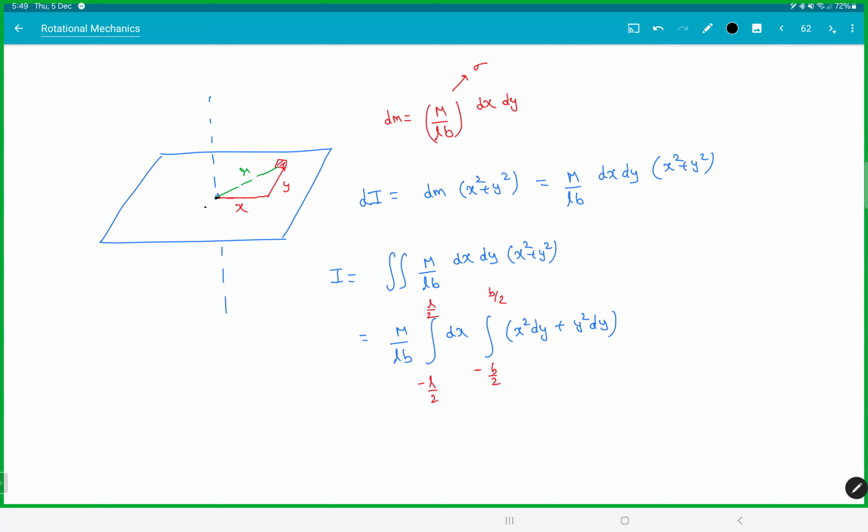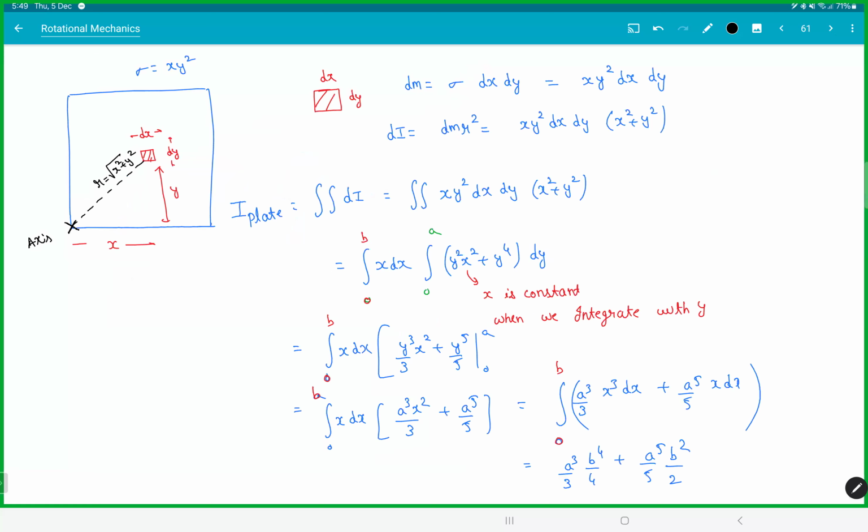Because for a rectangle, you're taking this as origin. You're going this way: L by 2 comma 0, minus L by 2 comma 0. This is 0 comma B by 2 and minus B by 2. Integrate this, and you end up with ml square by 12 plus mb square by 12. That's your standard result for a rectangle.